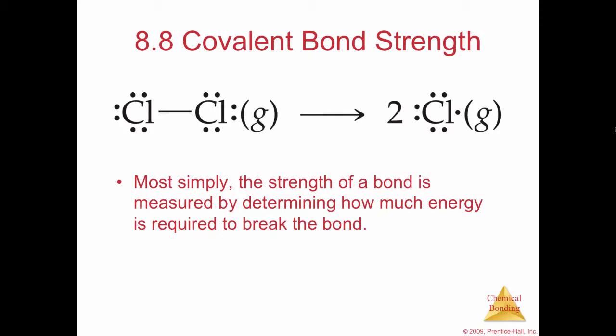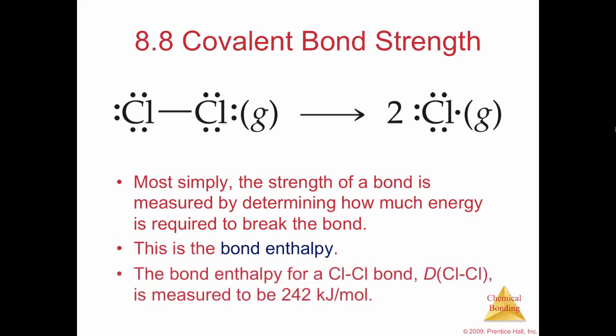8.8 Covalent bond strength. Most simply, the strength of a bond is measured by determining how much energy is required to break the bond. This is the bond enthalpy. The bond enthalpy for a chlorine to chlorine bond is measured to be 242 kilojoules per mole. We use the letter D followed by the bond in question to represent bond enthalpies.